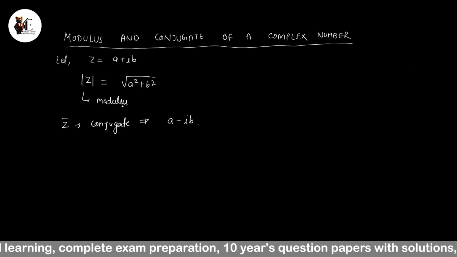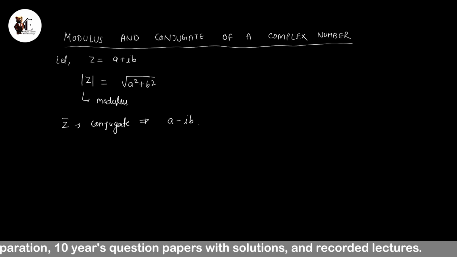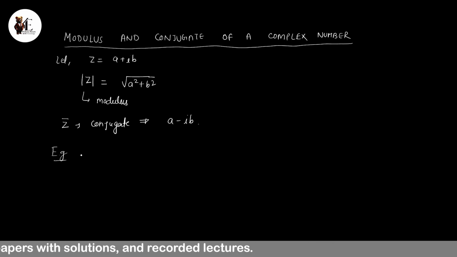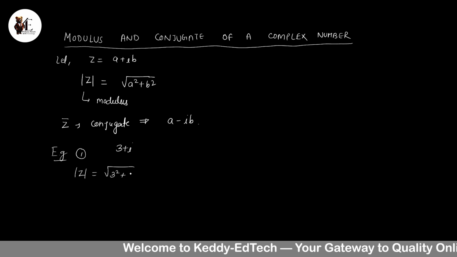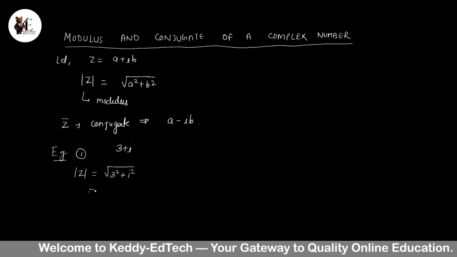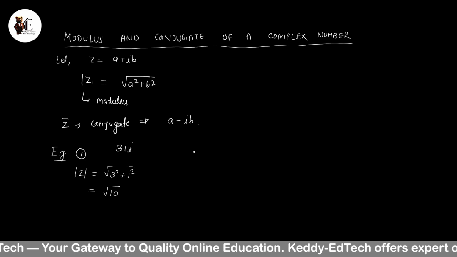So let's write. I'm writing some examples also. Example number 1. Let's say 3 plus i. This is a complex number, and we have to find the modulus. So its modulus will be the square root of the square of the real part, which is 3. So 3 square plus, here the number which is written with i is 1, so 1 square. So 3 square is 9, and plus 1 square is 1. So that will be root 10.